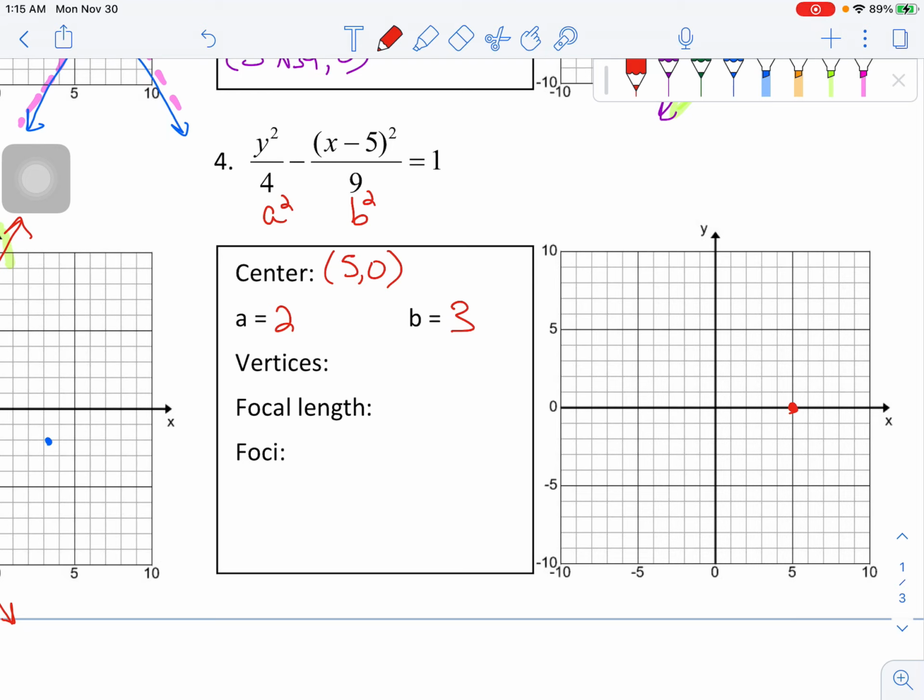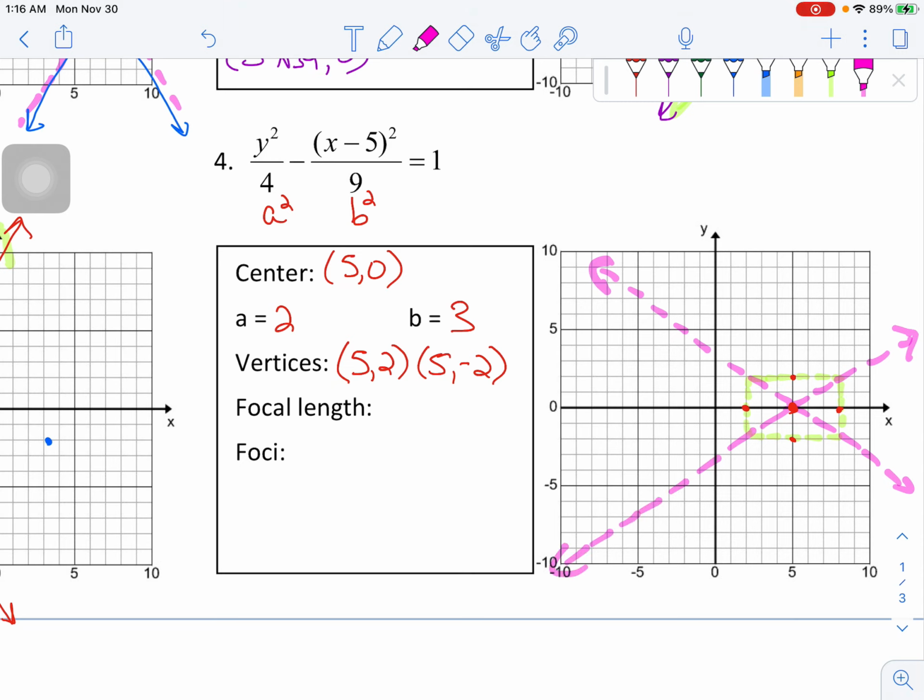So I'm going to count vertically from the center, 2 units up, 2 units down. Those are now my vertices. So that's going to be 5, 2 and 5, -2. I'm going to count horizontally for my conjugate axis, 3 units in each direction. Play connect the dots to create the rectangular box here to get my asymptotes. Okay, so there's one asymptote. Let's go ahead and graph in the other one.